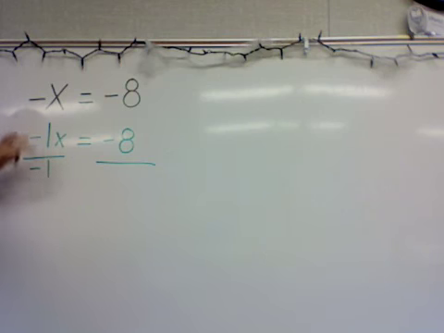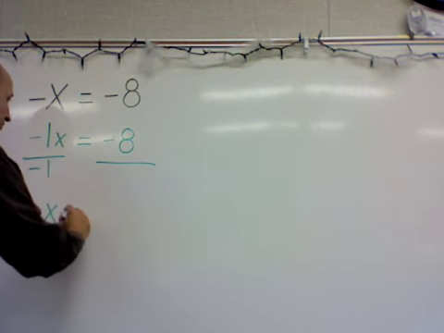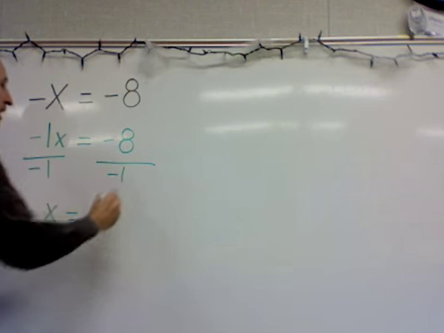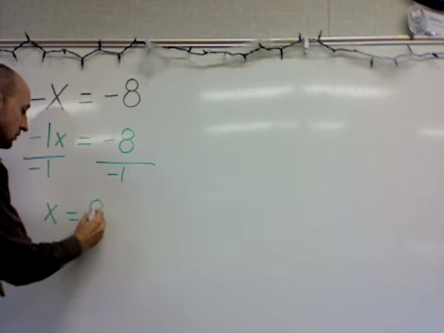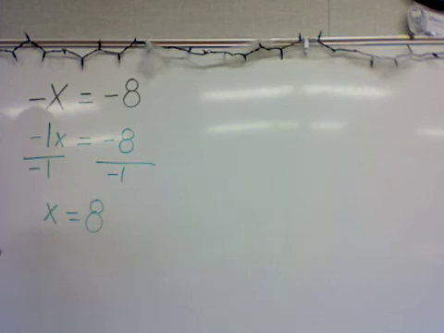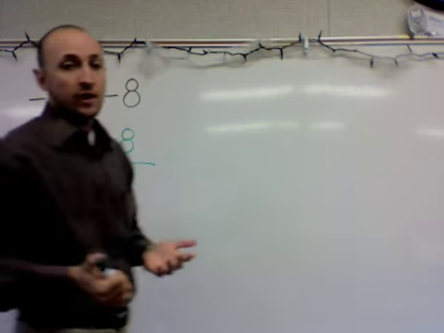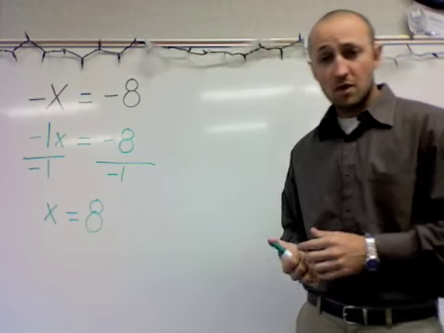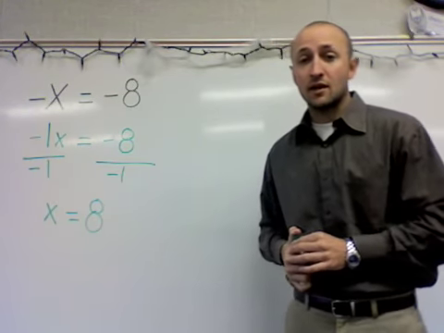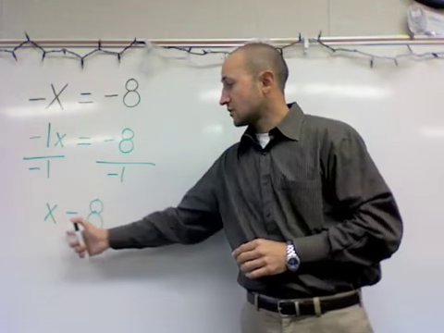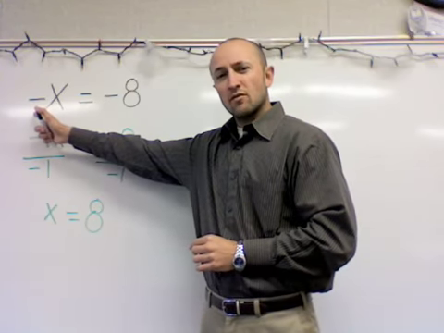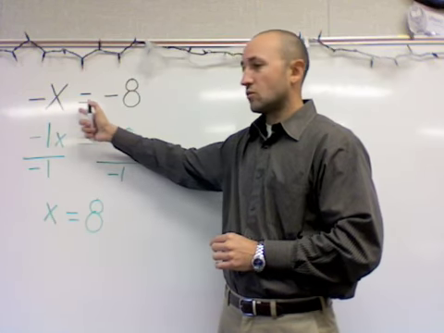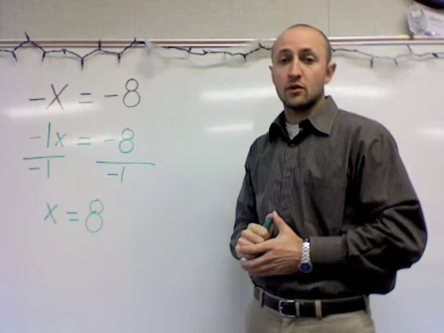These two numbers now cancel themselves because 1 goes into 1 once. Leaves us with the x. And now a negative 8 divided by negative 1 is going to give me a positive 8. Because if we think back to previous lessons, we know that a negative times a negative is a positive, and a negative divided by a negative is also a positive. So x is equal to 8. If I go back and check that, negative 1 times 8 would equal negative 8. So I know we did this one correctly.